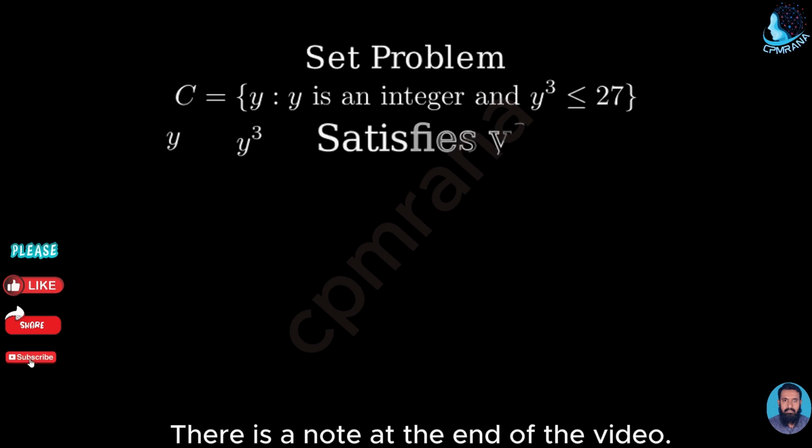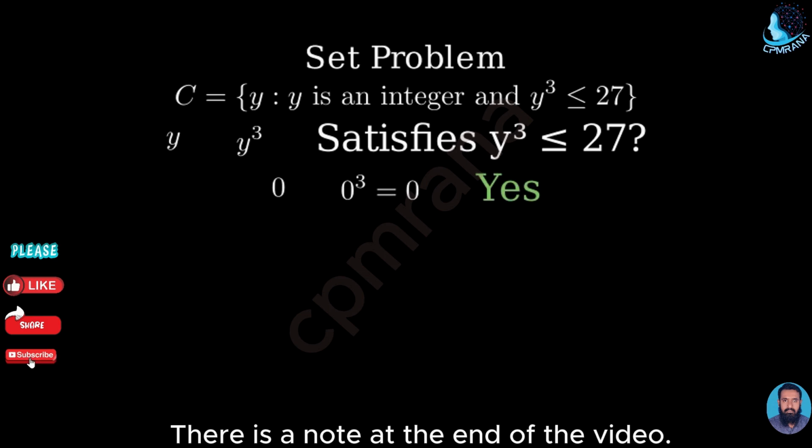Let's start by making a table to evaluate positive integers. Let's start with y equals 0. 0 cubed equals 0, which is less than 27. So 0 is in our set. Next, 1 cubed equals 1, which is less than 27. So 1 is in our set.